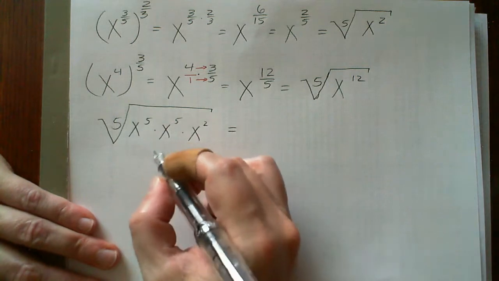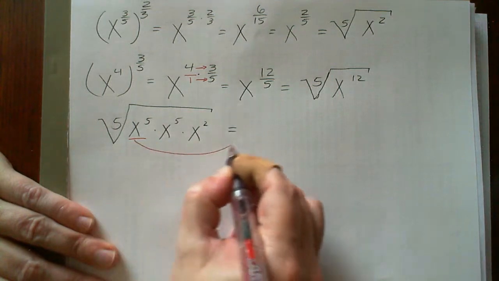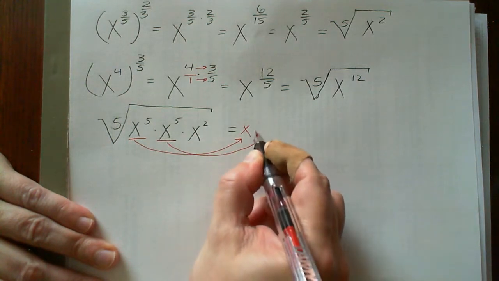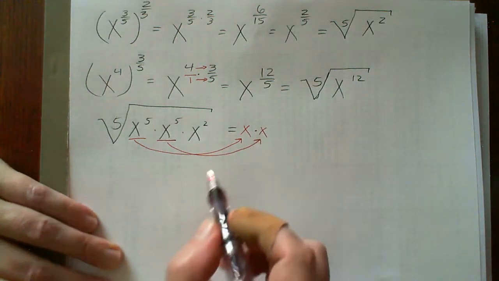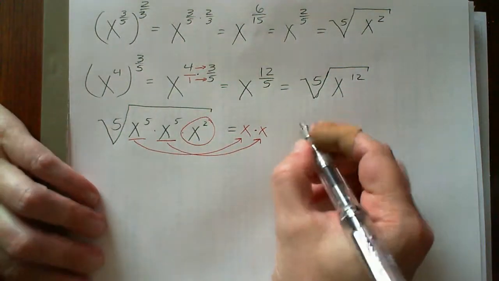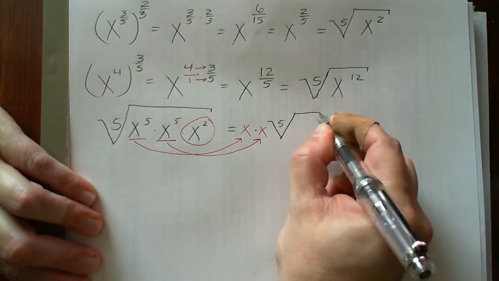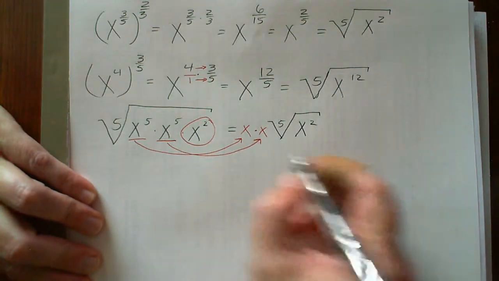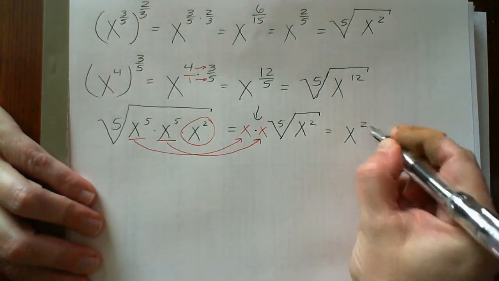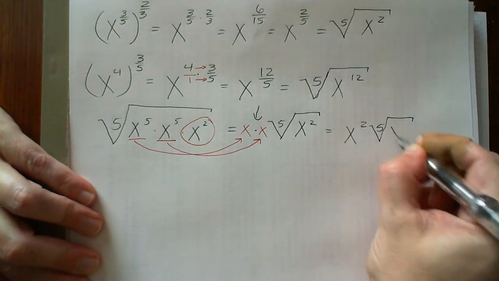Now here's what that means. Well, I've got 1 x here that I can pull out. And I've got another x here that I can pull out. Remember, these are going to be multiplied outside. Now this x squared under the radical just stays under the radical. So x times the 5th root, and then under the radical we still have that x squared. Now this portion over here, x times x, you would want to simplify to x squared, because x times x is x squared. So we'd have x squared times the 5th root of x squared.